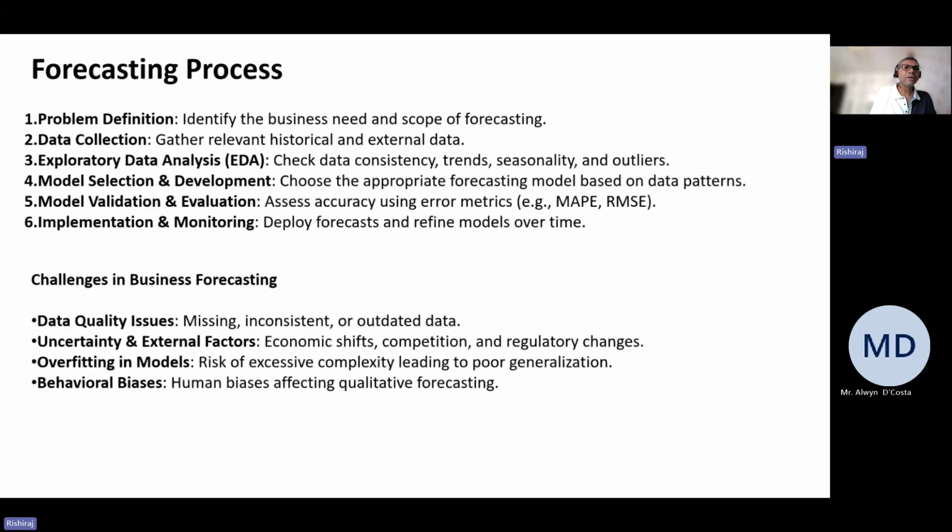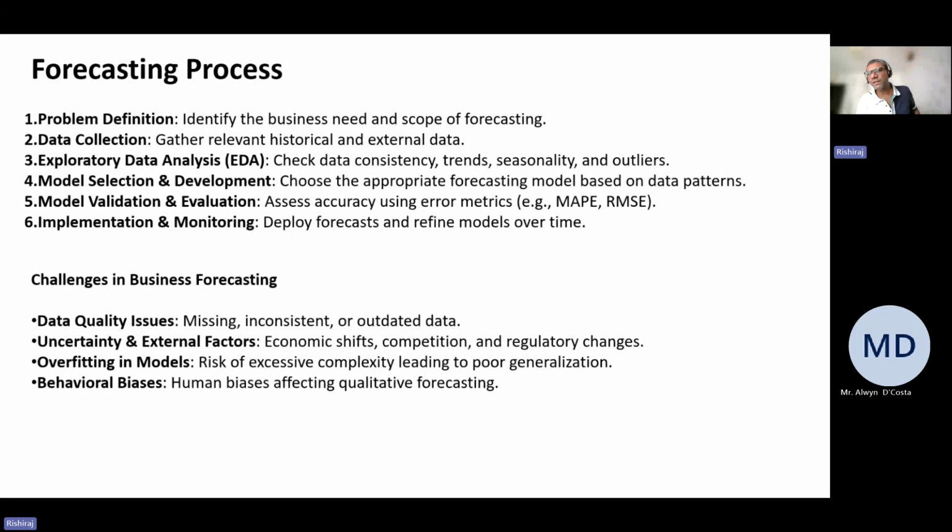So the forecasting process: first we need to have a problem definition, that is, what is the business need and what is the scope of forecasting, what are the variables that we want to forecast, and what are the supporting variables that we need to have in case of a causal analysis, that suppose a variable y depends on x1, x2, x3, x4 in the form of a multivariate linear regression. So sometimes we focus on a single variable and that depends on multiple variables. So we need to finalize the scope.